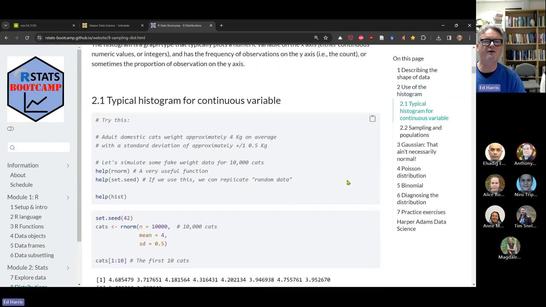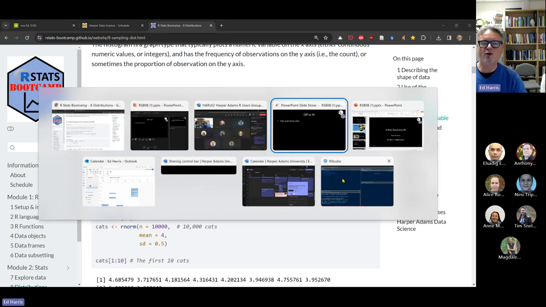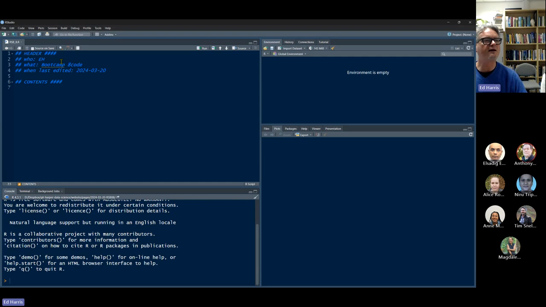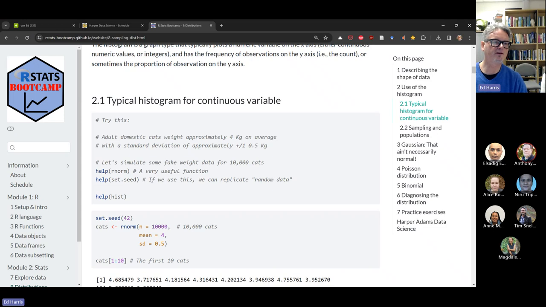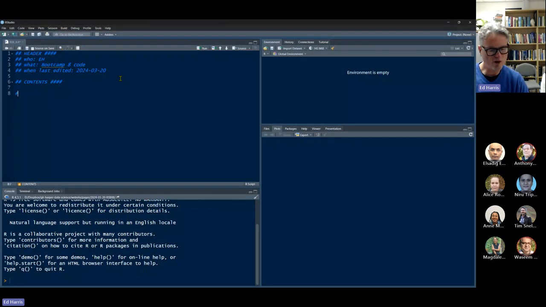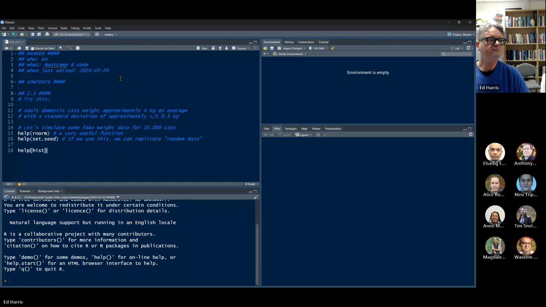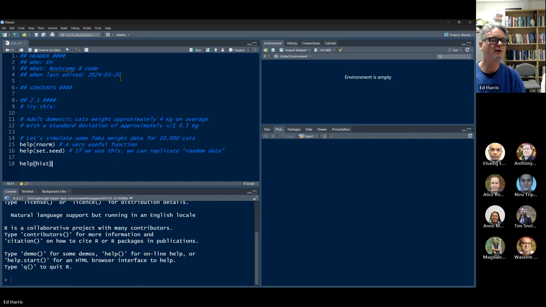One of the things I want to do is talk about ways to explore your own data. And I've gone ahead and started a script just like normal, and I've put a little bit of information in the header. I'm going to go ahead and put this in section 2.1. Now, I'm going to make this a little bit bigger for people.